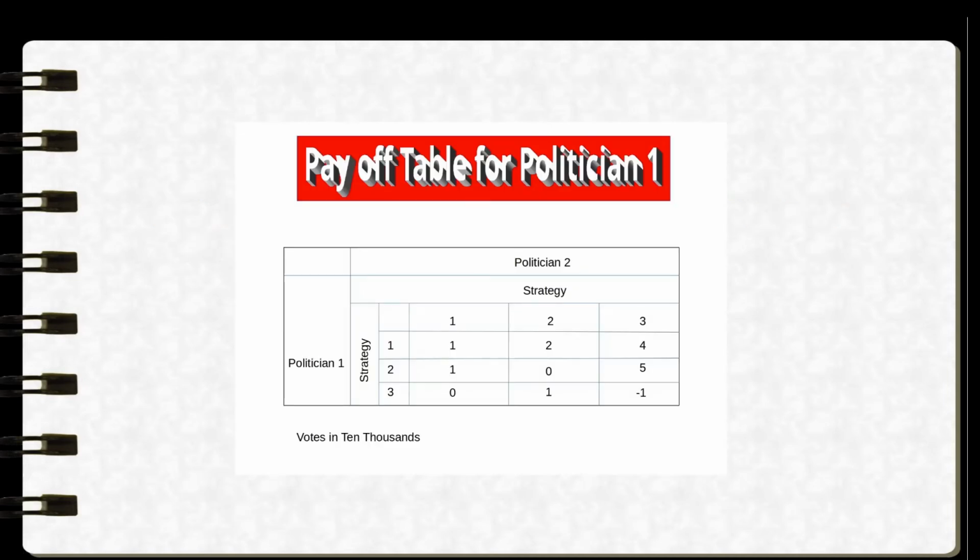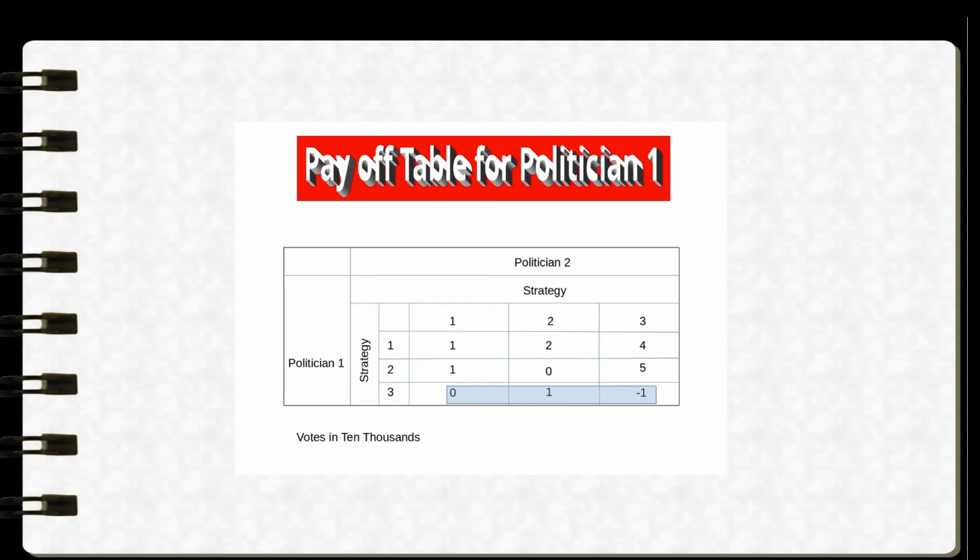So let's go ahead. Now, politician 1, he will eliminate strategy 3. Why? Because in case politician 2 also plays strategy 3, he stands to lose 10,000 votes. So he will totally eliminate strategy number 3 because he really doesn't gain much. He gains 10,000 votes, but he loses 10,000 votes also. And if you see, if strategy 3 is taken by politician 1 and strategy 1 is taken by politician 2, politician 1 stands to gain nothing. So politician 1 will eliminate strategy 3.